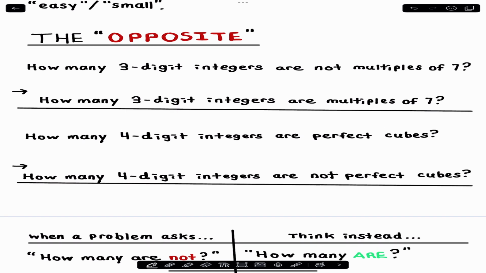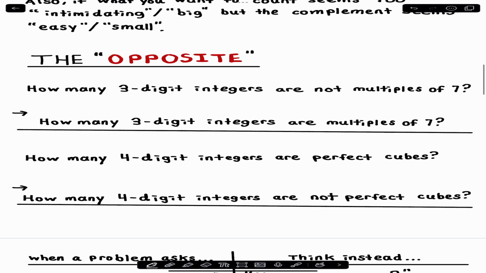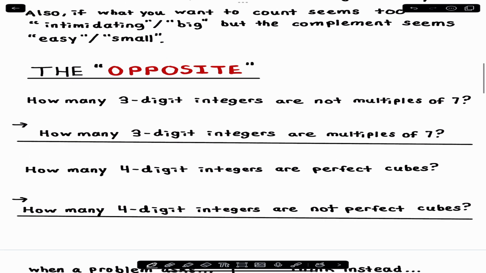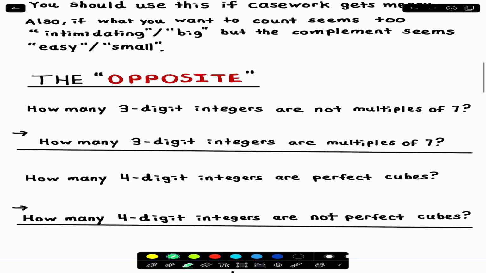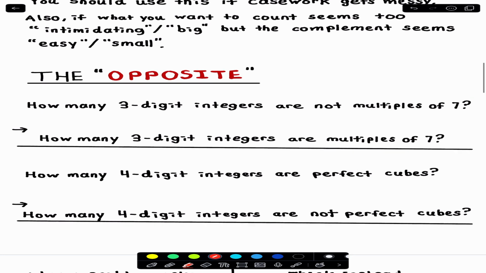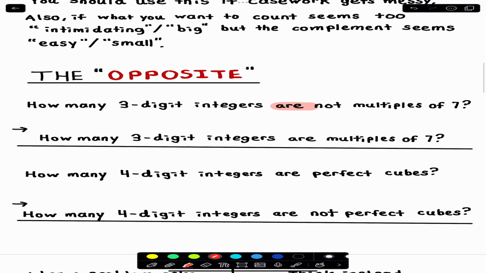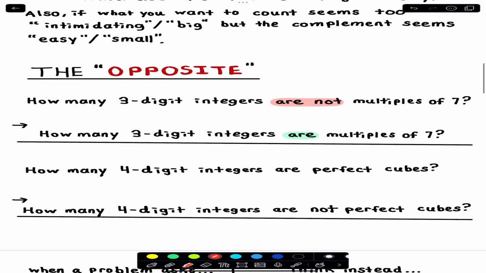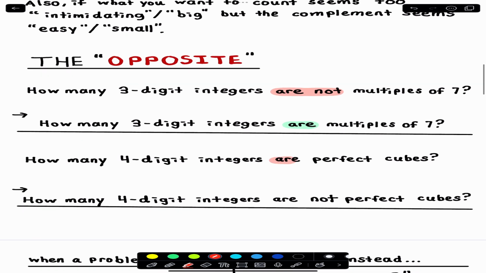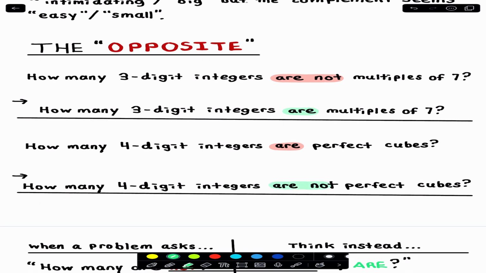Sorry if the writing's going up a little, but the point is we have transformed a question by asking ourselves the opposite. And to really drive the point home, we can see the opposite of this phrase, "are not," is the word "are." And similarly, it goes the other way too. The opposite of "are" is "are not."